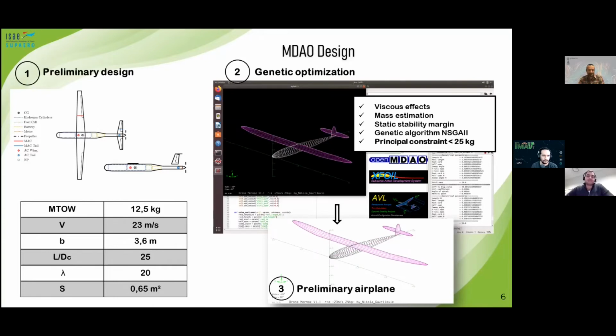One of the results of this preliminary design is an aircraft with a total mass of 12.5 kilograms, which is flying around 23 meters per second, with a wingspan of 3.6 meters, and with a very optimistic estimation for the lift to drag ratio of 25. You have the aspect ratio of 20 also. So basically it's a glider which is powered. It has to be a big glider which is powered.